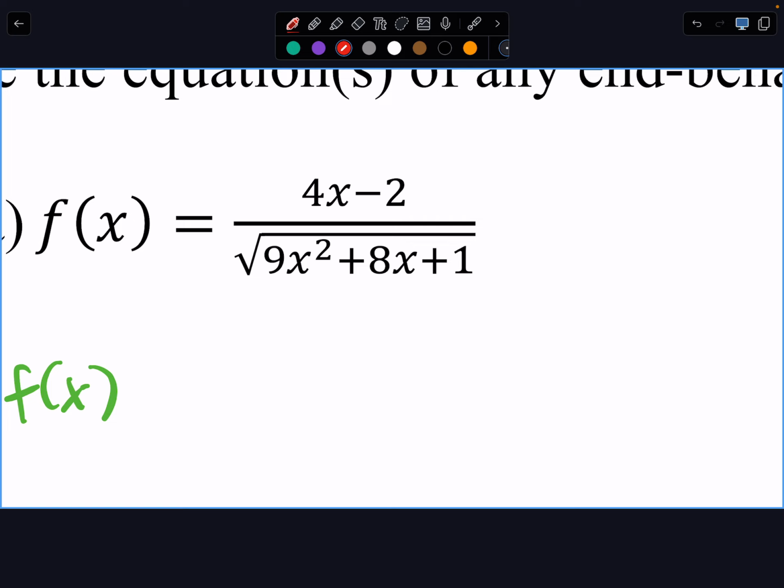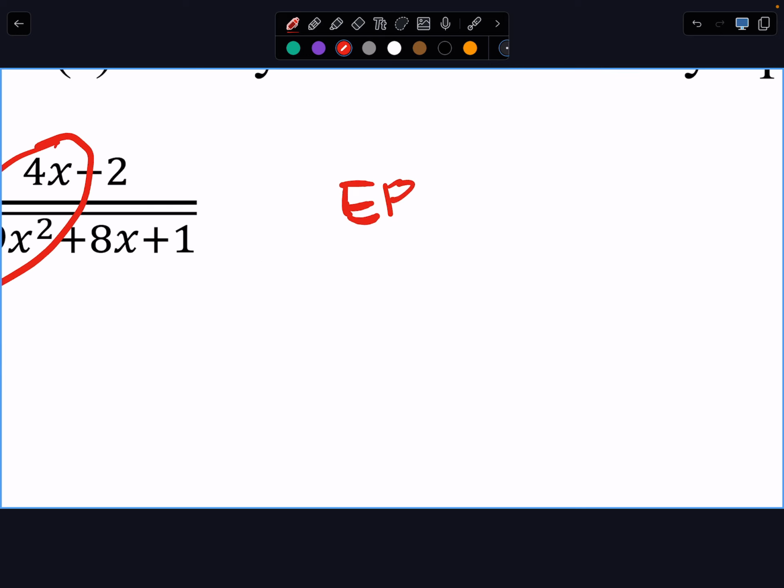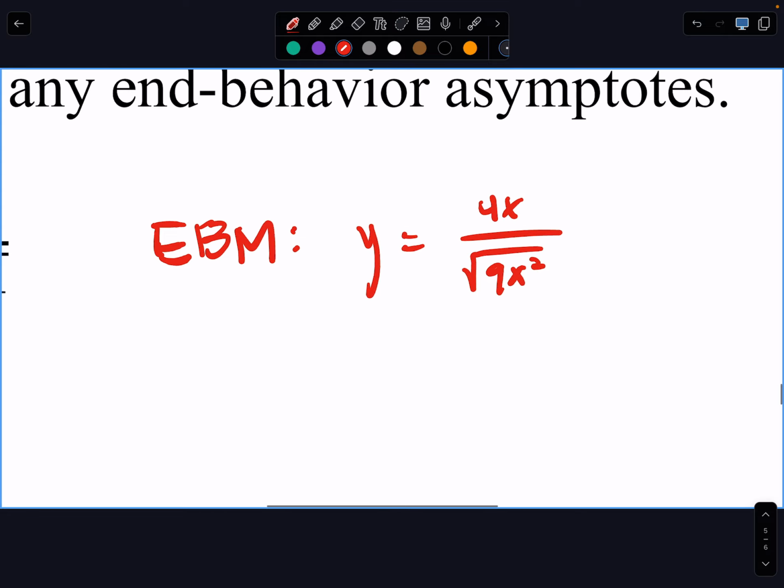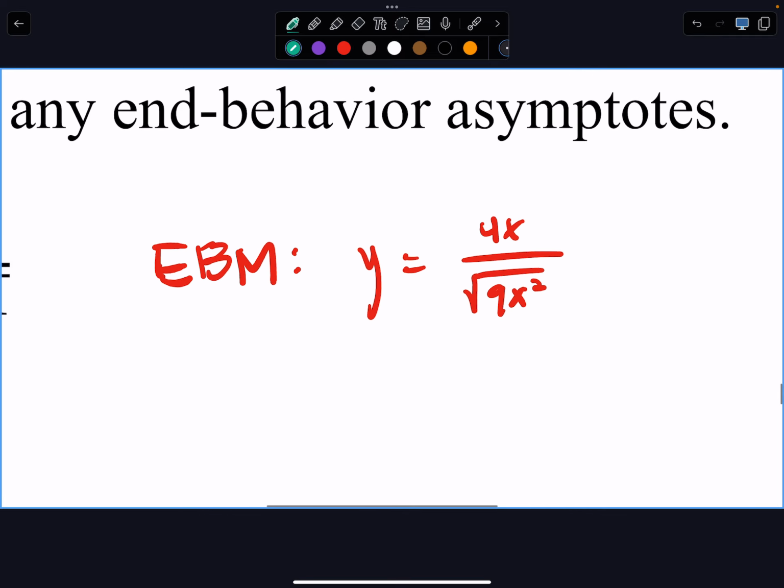So as x gets infinitely large or infinitely small, in the numerator, which term will dominate? 4x. What about the denominator? The square root of 9x squared, right? So this ratio is going to be our end behavior model. Before we simplify, don't go ahead of me right now. You haven't done this before.